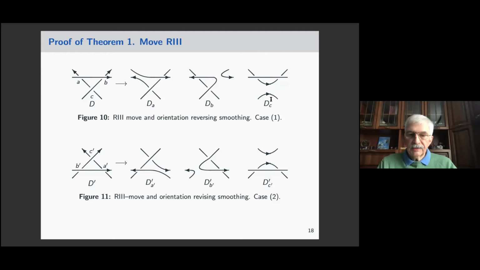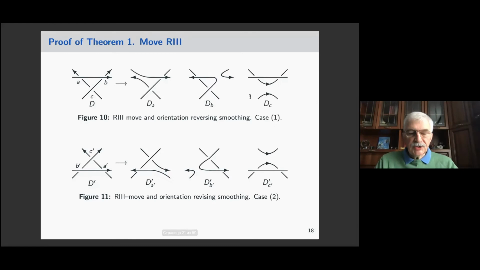You'll get such diagrams. And similarly, after the Reidemeister move, you again have three crossings, A prime, B prime, and C prime, and you obtain new diagrams, D A prime, D B prime, and D C prime. And it's easy to see that they look similar to D A, D B, and D C. So it's easy to check that under such a transformation, you get the same polynomial.